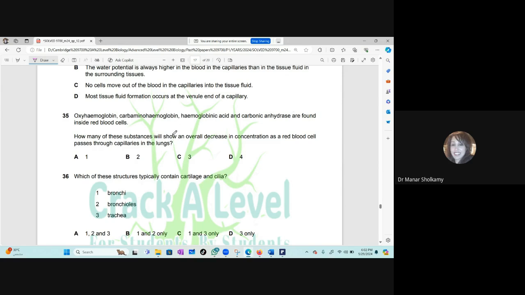Oxyhemoglobin, carbaminohemoglobin, hemoglobinic acid, and carbonic anhydrase are found inside red blood cells. How many of these substances will show an overall decrease in the concentration as the red blood cell passes through capillaries in the lungs? Okay. I will not interfere. So overall, there's a concentration. That's fine.